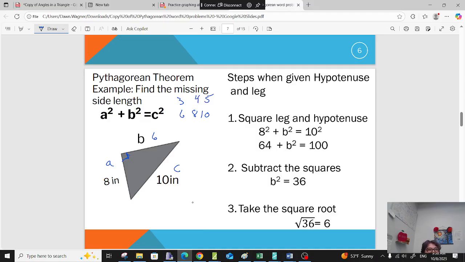Isn't that interesting? So, yeah, if you would have noticed that, like on an SAT or ACT, you wouldn't have to do all this work. You go, oh, it's a triple because I'm so smart. And so that would be 6. Okay, right? Did you know that? You learned something.